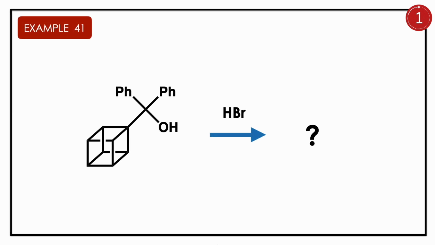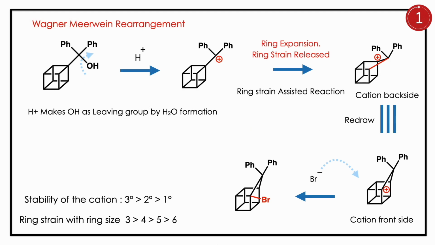Then the next example, you have a 3-dimensional system, cubane, with a side chain of 2 phenyl and alcohol. You are reacting with hydrogen bromide. You should find what will be the final product.